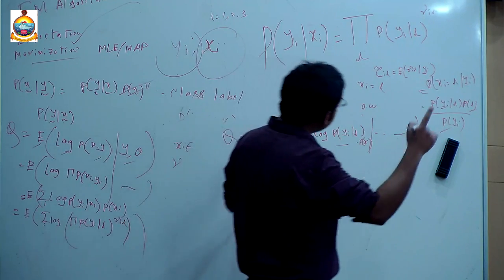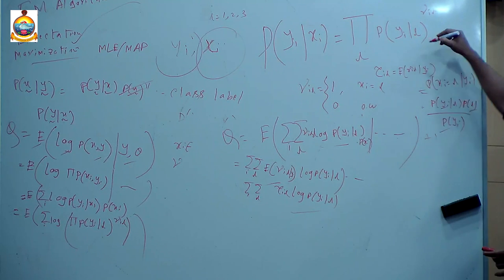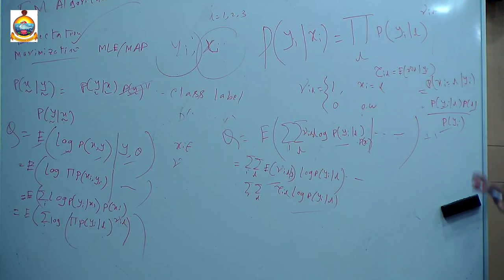And now in the first step, using only the indicator function. And this is actually the trick. This is the tricky part.